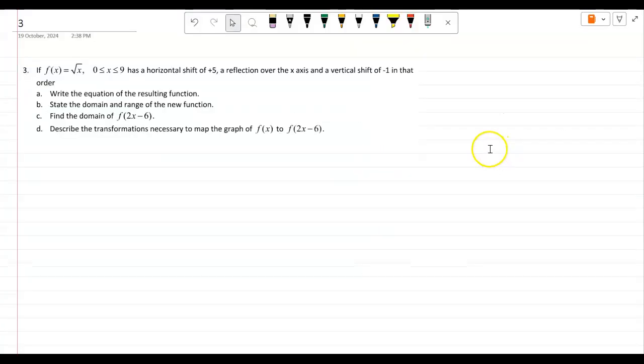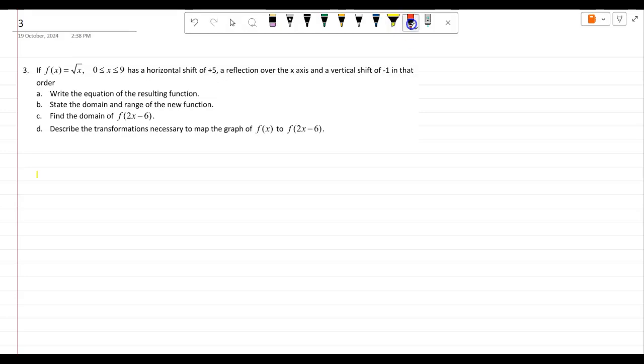So you know the domain. f(x) is equal to root x, and the domain has been given. It has a horizontal shift of +5, correct? Horizontal shift of +5, a reflection over the x-axis, and a vertical shift of -1, in that order. Write the equation of the resulting function.